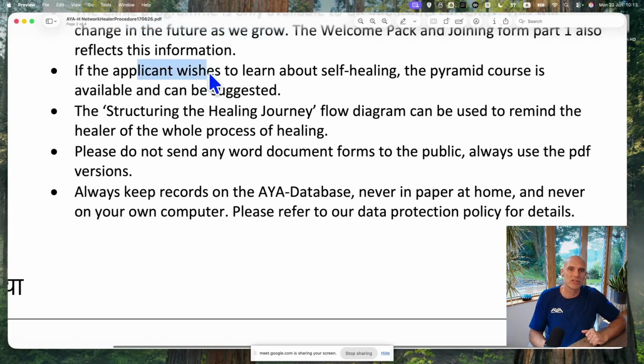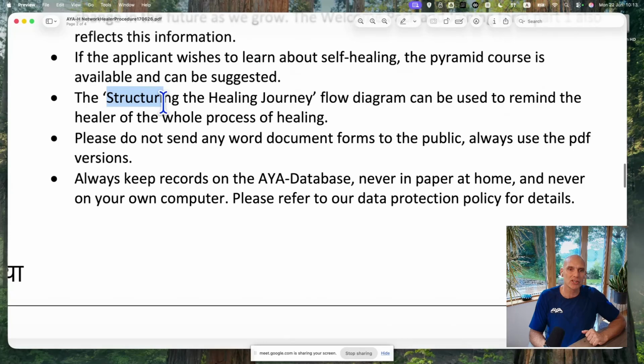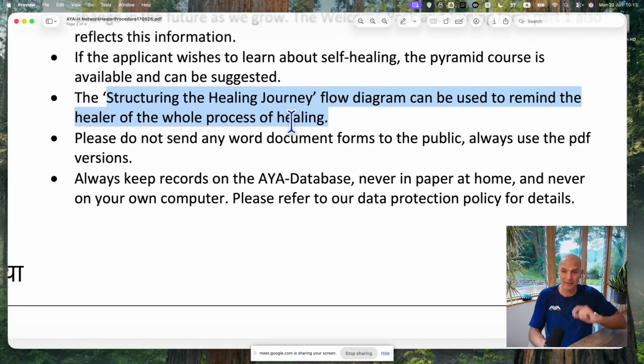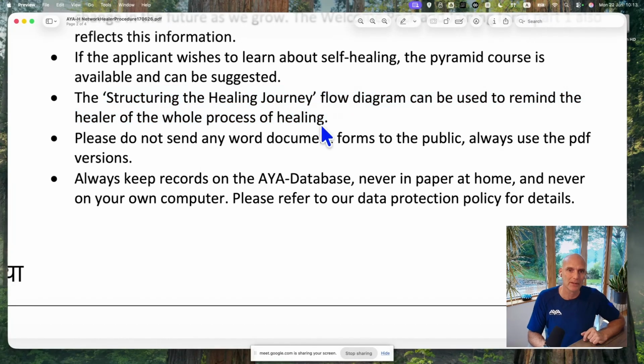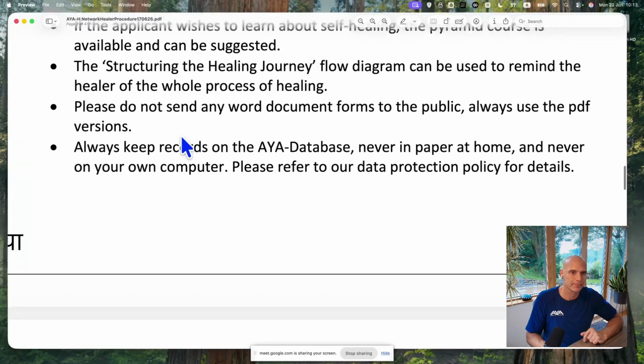Now, if the applicant wishes to learn about self-healing, the pyramid course is available and can be suggested, of course. And the Structuring the Healing Journey flow diagram can be used to remind the healer of the whole process of healing. I'm going to go through that in a minute with you as well. You saw that in an earlier lesson.